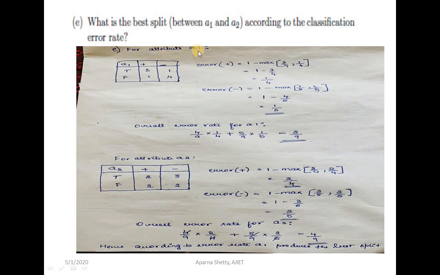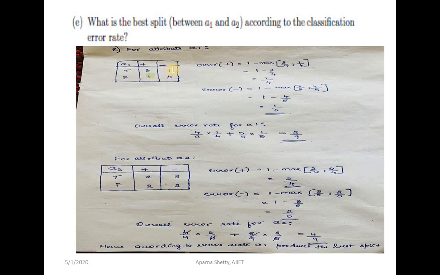So for attribute A1, we have two class labels, plus and minus, and we have two values, true and false. Count the number of records that belong to class label plus and have the value true. It is 3. Same way, count the number of records that belong to class plus and have the value false. It is 1.